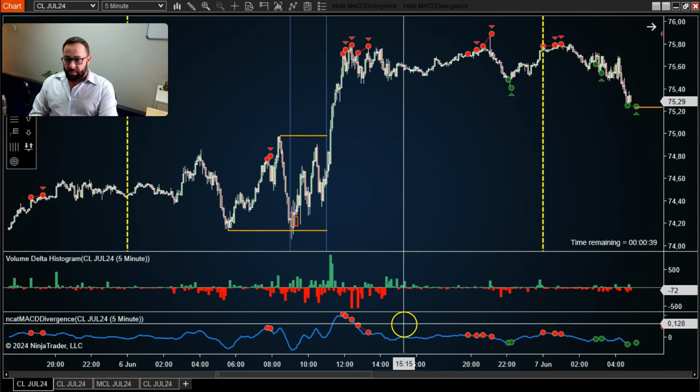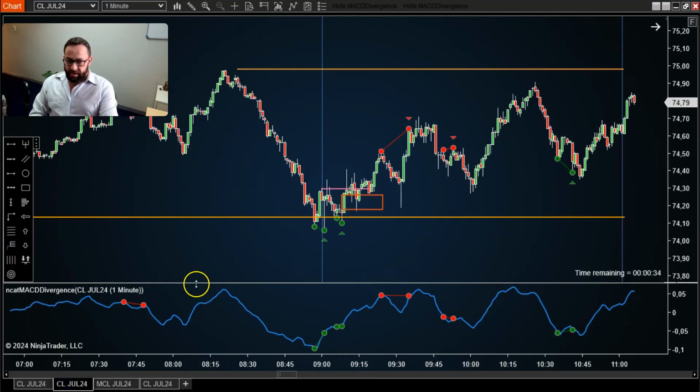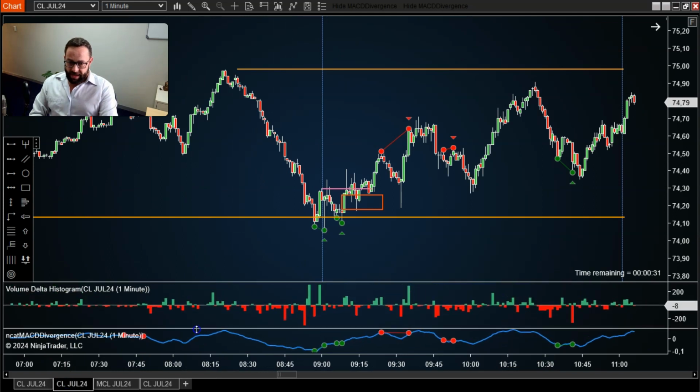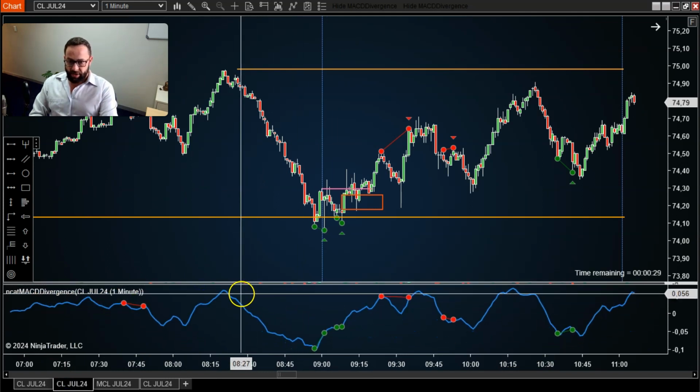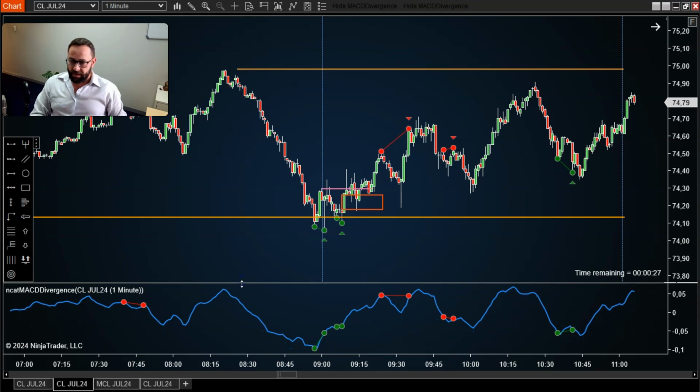You can also see I've got my volume delta histogram activated on this chart. It is still on the other chart over here. I just had to minimize a little bit so I can explain how I use the MACD divergence indicator. So this is something that you would like to incorporate in your own strategy.